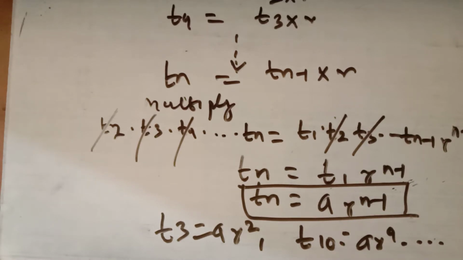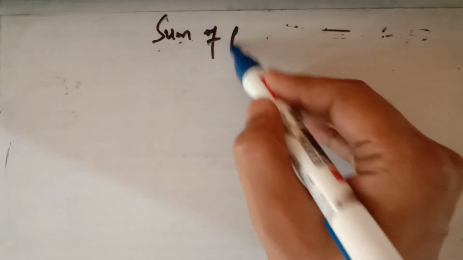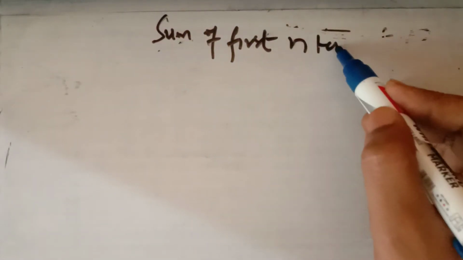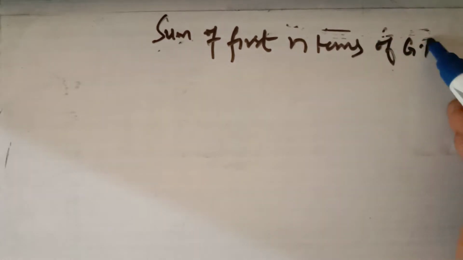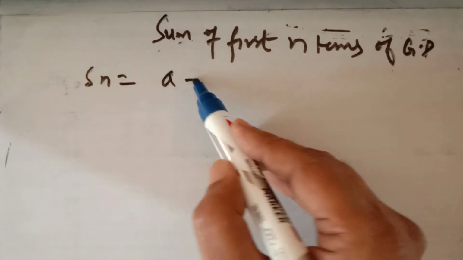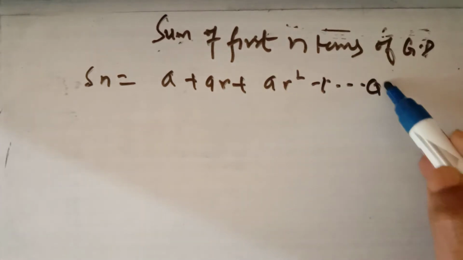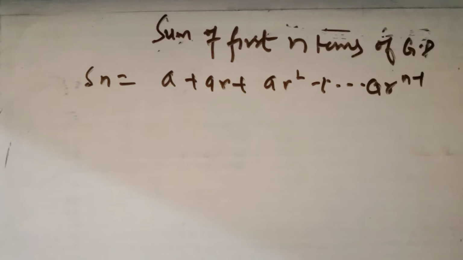After that, the sum of the first n terms of a geometric progression. Let Sn denote the sum of the first n terms of a GP. Now let us denote the sum of n terms by Sn equals a plus ar plus ar square up to ar raised to power n minus 1. This is the sum of the first n terms.